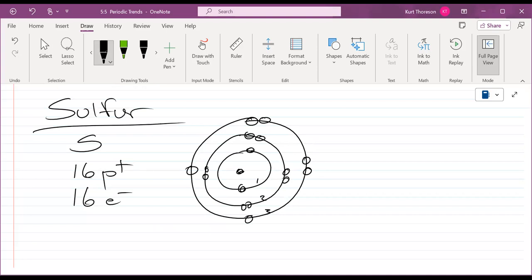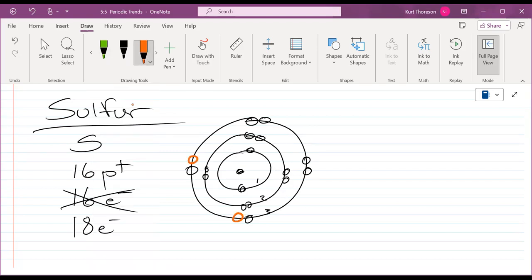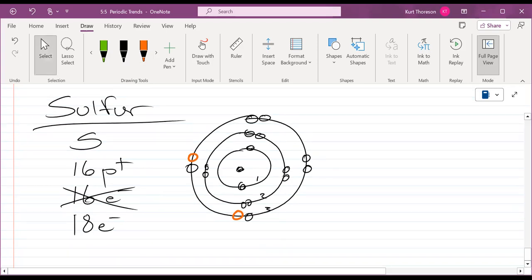Lose 6 and go down to the second level, which is stable, or gain 2 more and complete your third level. Gain 2. So, Isabella, we have 16 electrons. If we gain 2, how many electrons will we have now? 18. So we're going to add those 2. Let me put them in right now. Here and there. So how many total? You already said that. All right, it's 18.